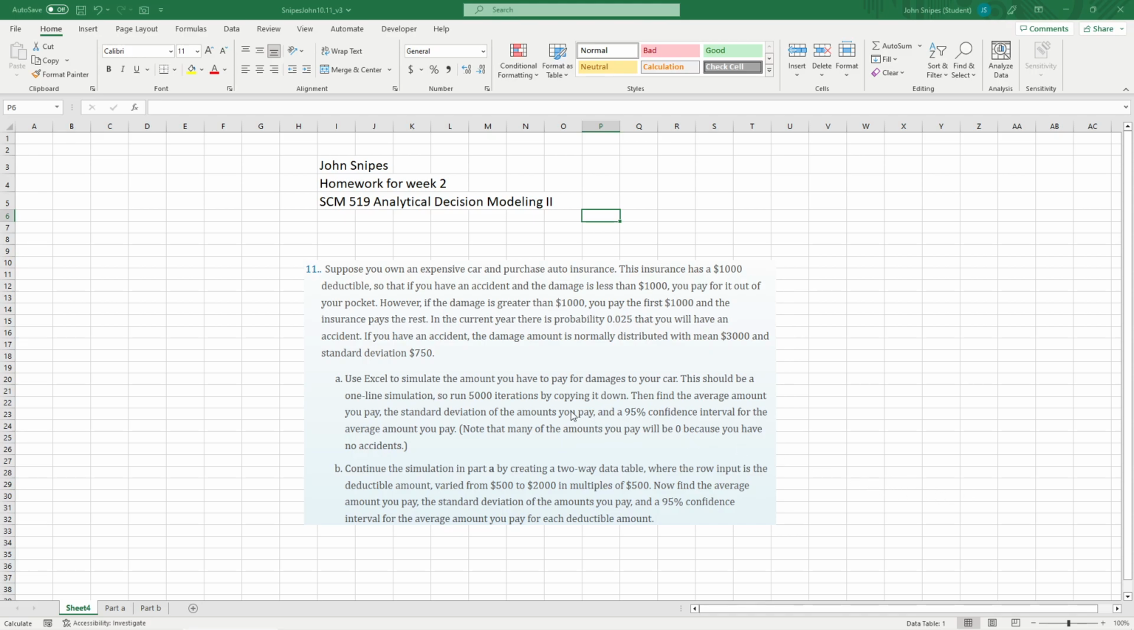I selected problem 11 this week, and I was actually pretty excited for problem 11 because it involves insurance. I work in insurance currently and just don't see many problems involving insurance, so I was happy to see this one. You're the consumer and you're trying to figure out what kind of out-of-pocket expenses you can expect if you have a certain deductible for your car insurance. So Part A is just using a $500 deductible, and then Part B is changing that deductible. So we'll start with Part A.